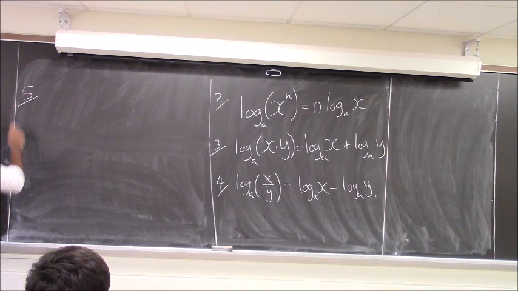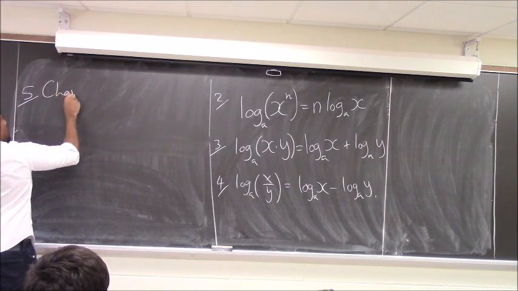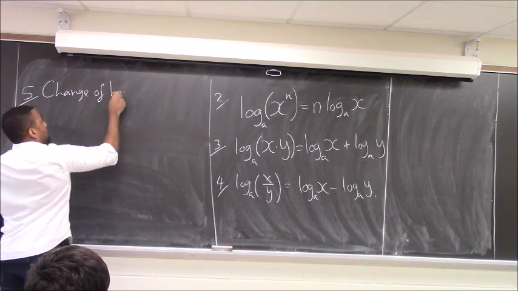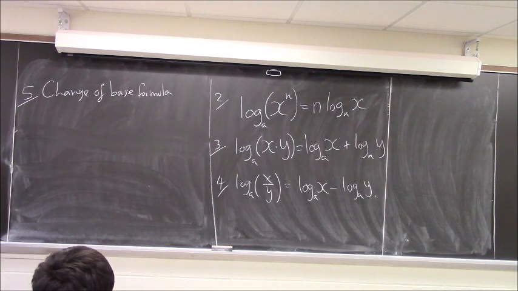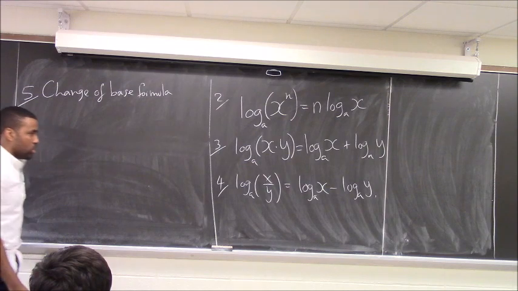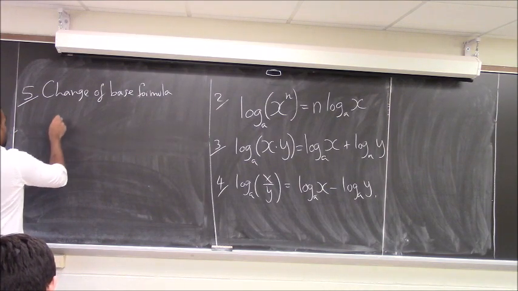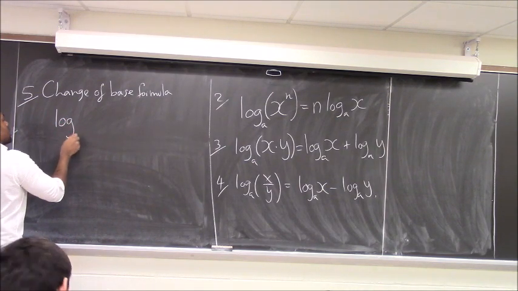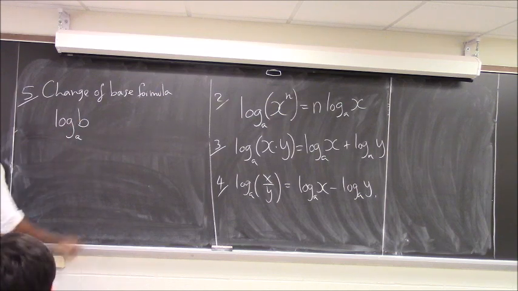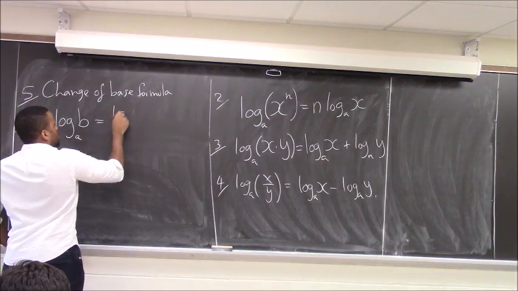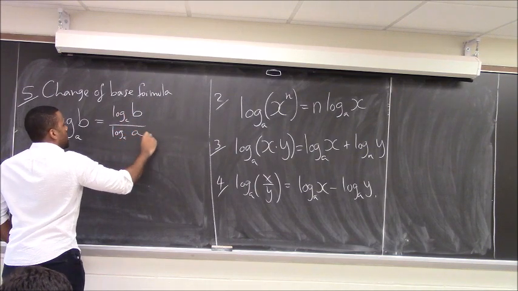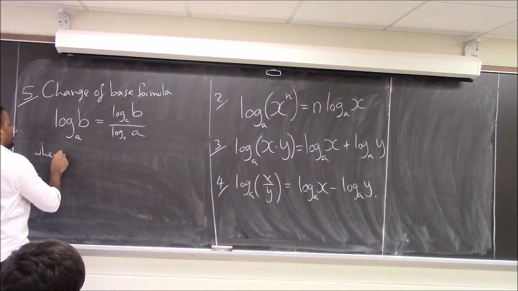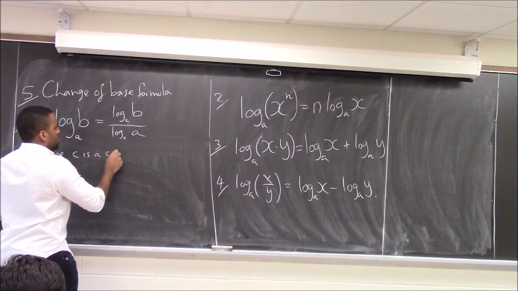Another rule, it's important, it's called the change of base formula. Sometimes you have a log in a certain base that's very inconvenient for you to use. So this rule provides you a way to actually change the base that you're working in. It says log to the base a of b is equal to log to the base c of b over log to the base c of a, where c is a conveniently chosen base.